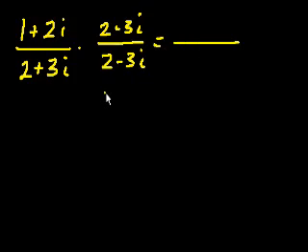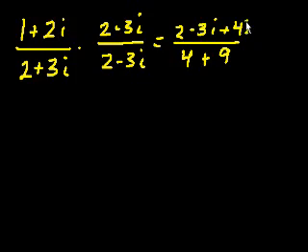The bottom, we can multiply it out, but hopefully it's second nature to you. It equals 4 plus 9, right? Because that's just a squared plus b squared. Well, I mean, it's a squared minus b squared, but then the i's when you multiply become a negative number. Try it out if you don't believe me. And then the top, we get 1 times 2 is 2. 1 times minus 3i is minus 3i. Then you have 2i times 2, which is plus 4i.